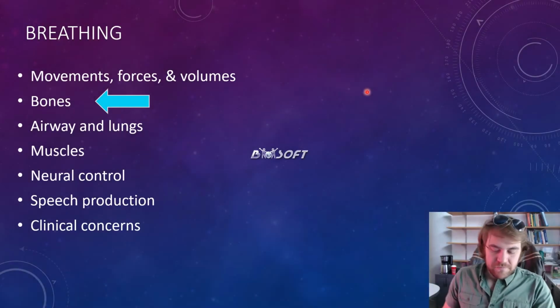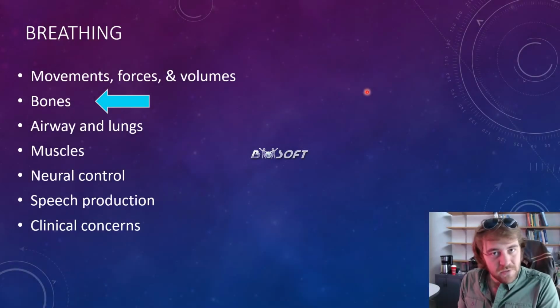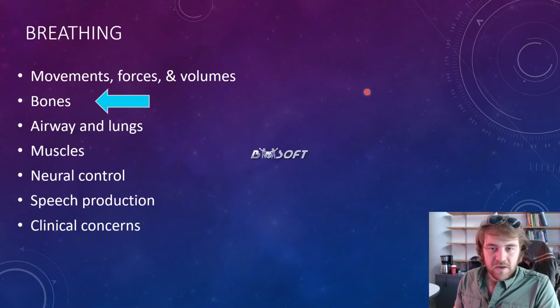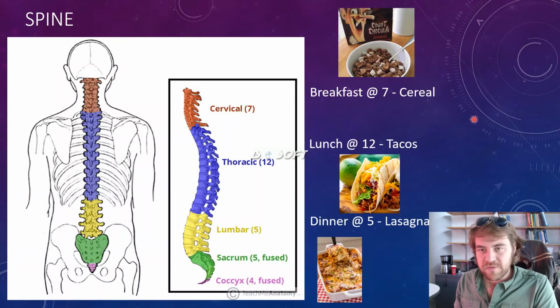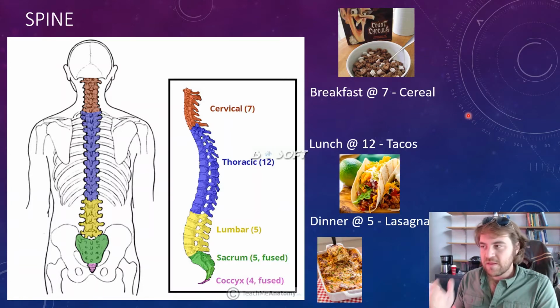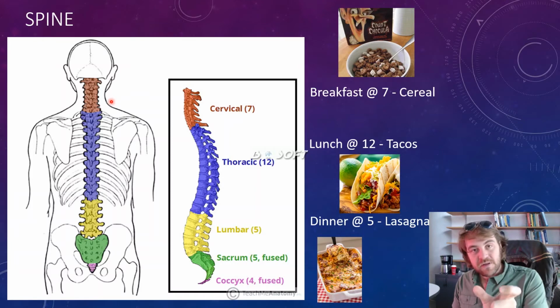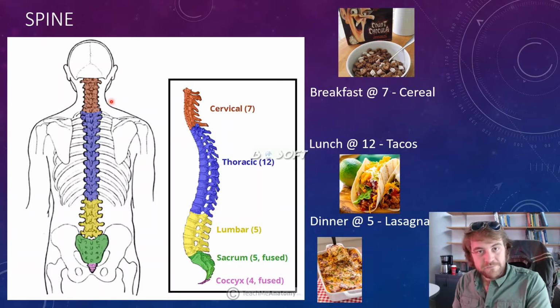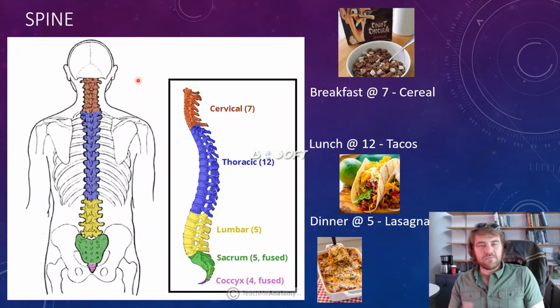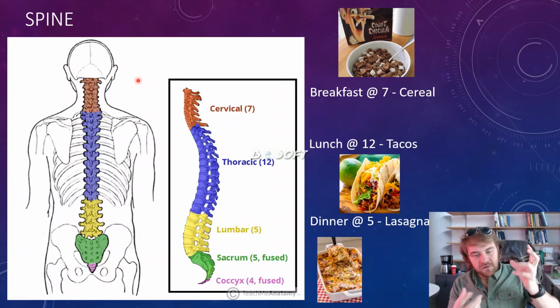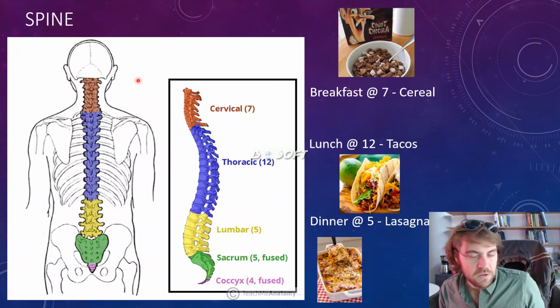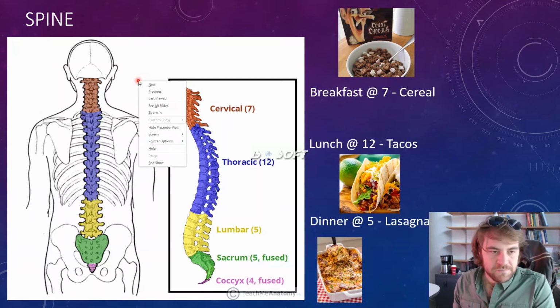Let's talk about bones that pertain to the respiratory system. So one of the first things we need to talk about is the spine. You can see that the spine, you might know this already, is made up of different individual small vertebrae, right? And they're grouped into 5 different main sections. 3 of those sections are not fused, and so those are the ones that we're going to focus on.